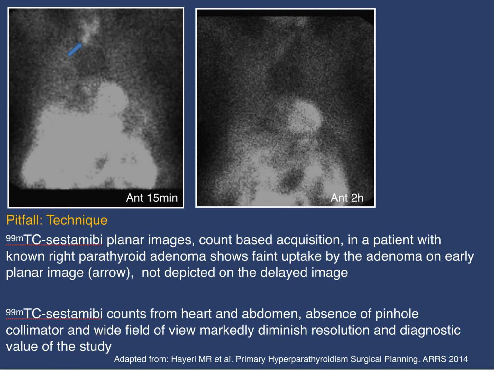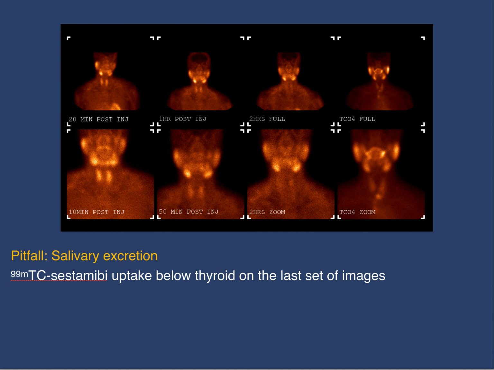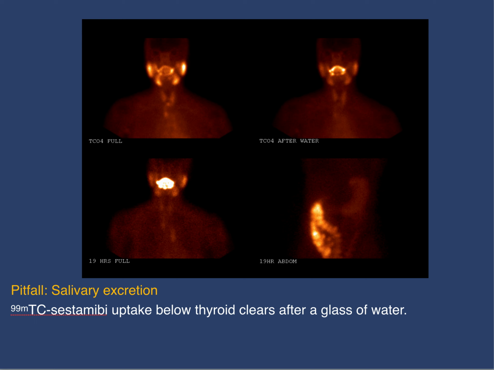So again, other examples. One of the common pitfalls is salivary excretion, and we can see some uptake below the thyroid at the top row of the images and on the right, and this is easily callable. However, this is actually just a salivary excretion that can be identified by looking at all of the images. And again, as you can see, some uptake along the esophagus that clears after administration of water.